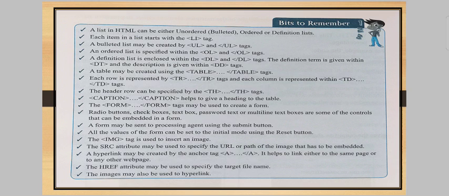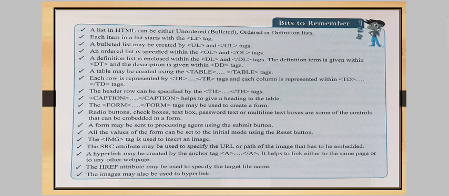Okay, next is the img tag. Img tag is used to insert an image. Img src is the tag to insert an image in the web pages. The src attribute is used to specify the url or path of the image to be embedded. So when we want to insert an image in the web pages, we use the img src tag.